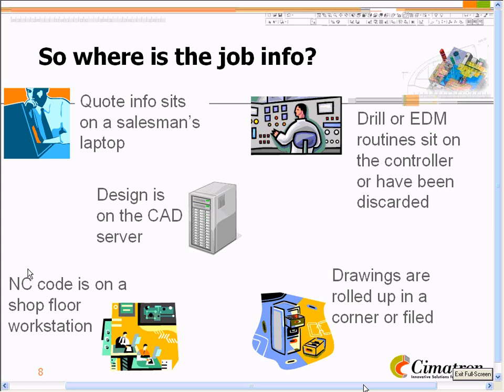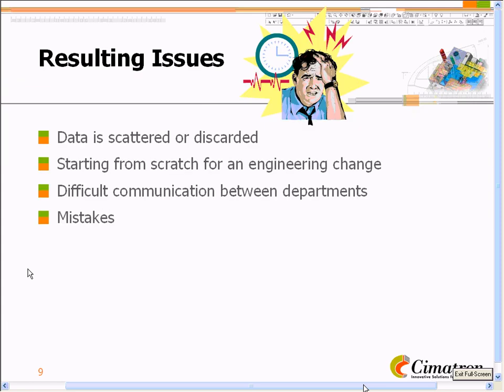And finally a drawing, if it still exists, is probably rolled up in a corner somewhere covered with grease and dust, or it's been stuffed away in a file cabinet. With different types of data going in different directions, of course the question is, is it all the same? Does it actually all get the right information so that the mold comes together correctly? It's scattered. And again, the question is, could you retrieve it?